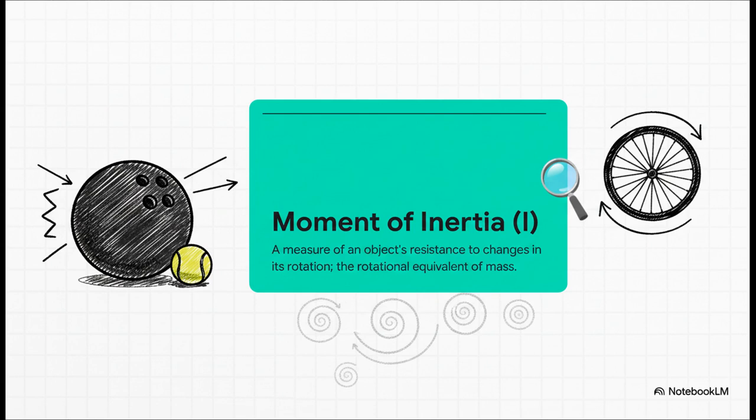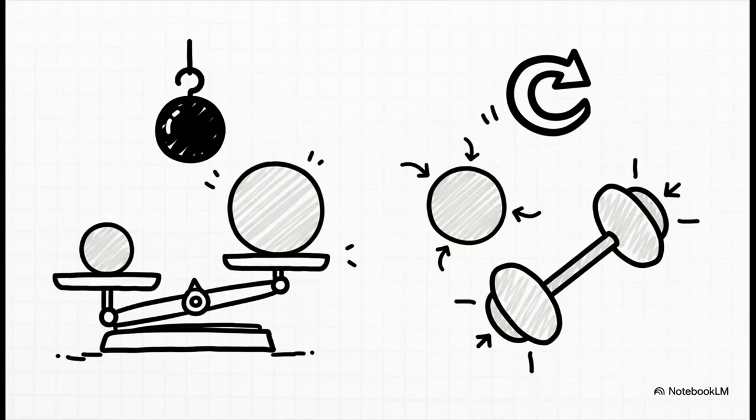A heavy bowling ball is way harder to get moving than a light tennis ball because it has more mass, more inertia. Well, moment of inertia is the exact same idea, but for spinning. It's an object's resistance to being spun. But here's the crucial difference, and this is where it gets really interesting. An object's mass is just what it is. It's a single number. But its moment of inertia is way more complex.